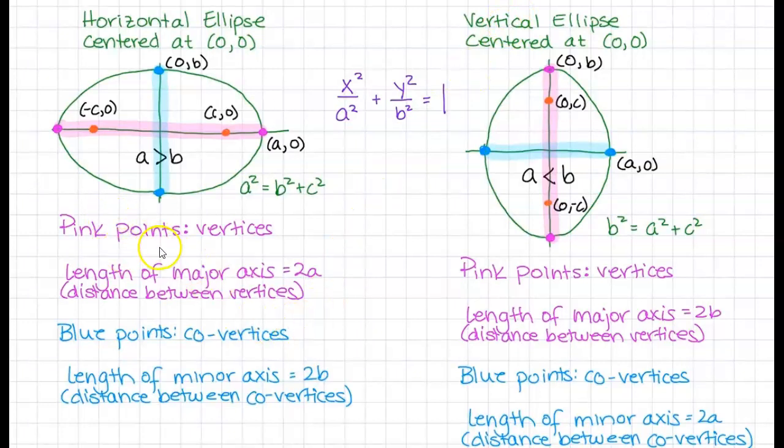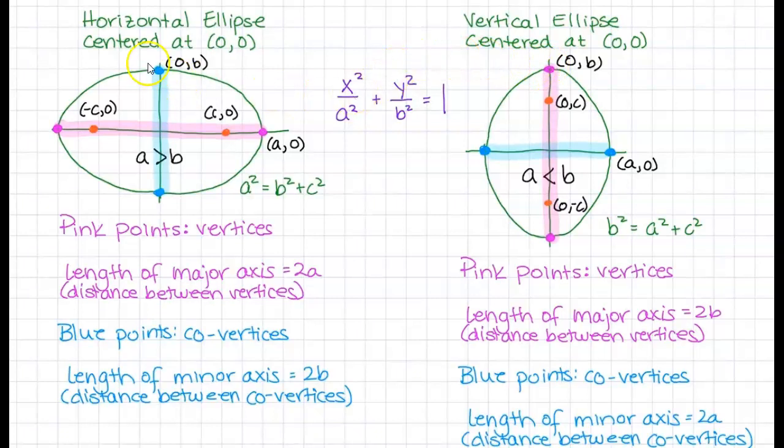So the pink points on both of these are called vertices. Vertices always go along the longest distance. So if it's a horizontal ellipse, then the vertices are aligned horizontally from each other. But if it's a vertical ellipse, then the vertices are going to be vertical from each other.